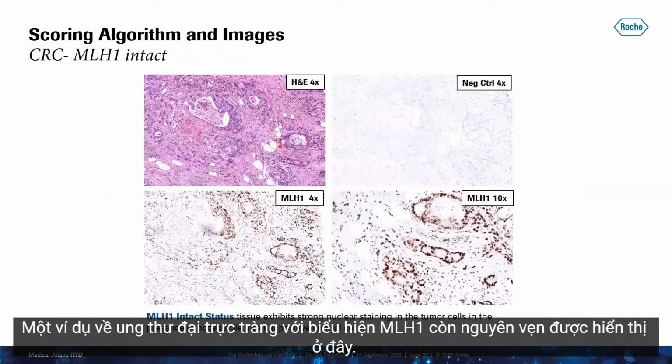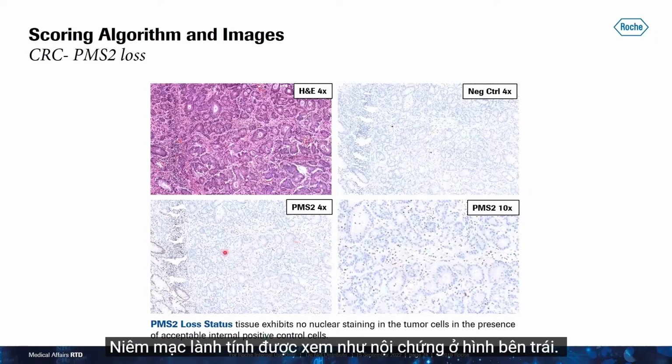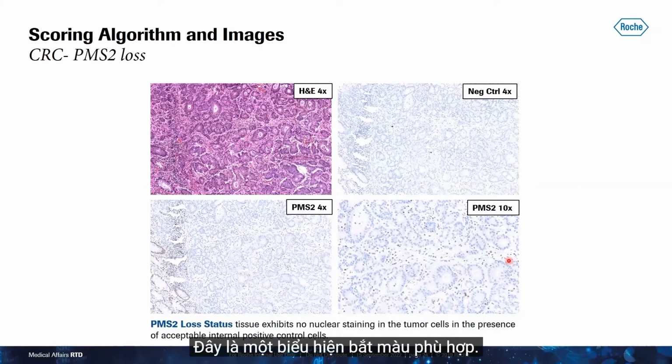Example of colorectal cancer with intact MLH1 is shown here. Colorectal cancer with loss of PMS2, and you can see benign mucosa serving as internal control on the image on the left. And you can see on the image on the right, the stromal cells do exhibit weak to moderate nuclear staining, serving as internal positive control. This is an acceptable staining appearance.